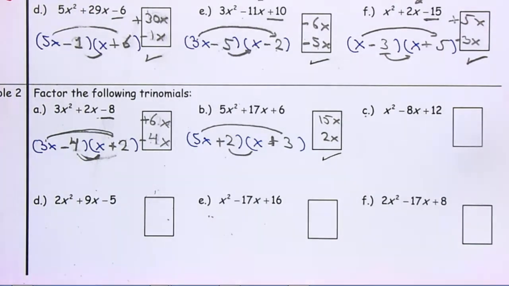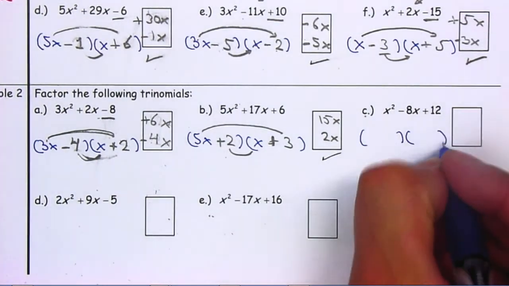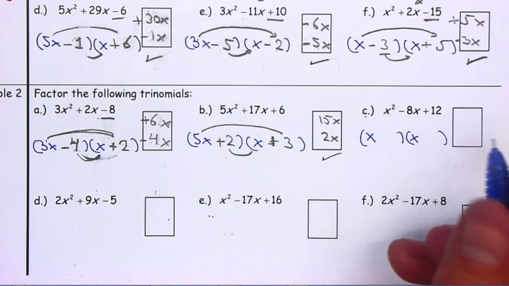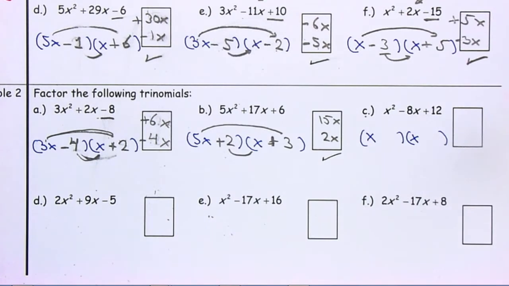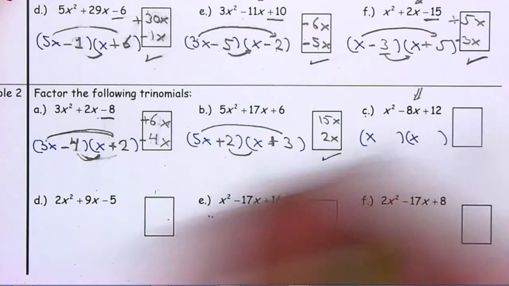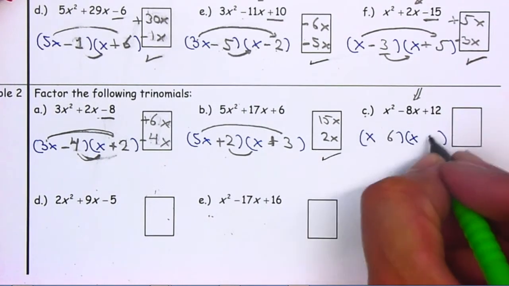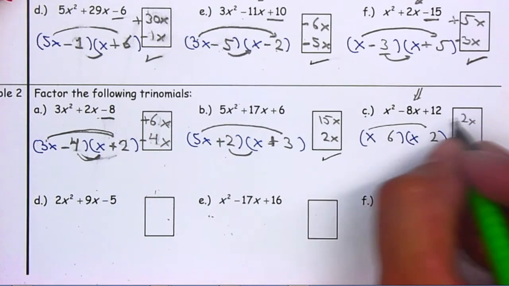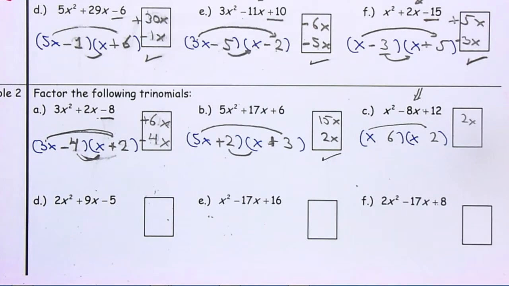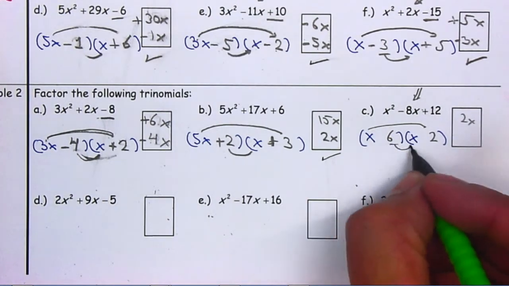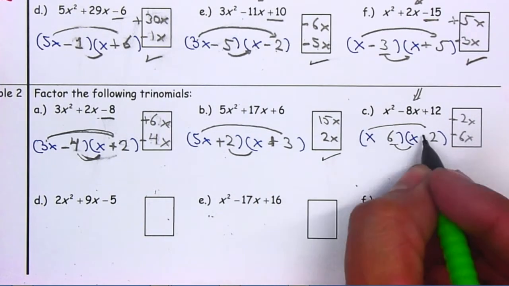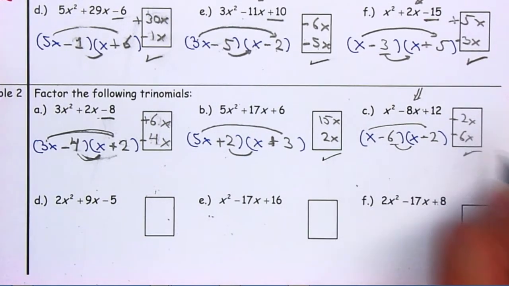Letter C, double parenthesis. Factors of x squared are x and x. Factors of 12, I can use 3 and 4 or 6 and 2. I'm going to use 6 and 2 because whenever I add them, it has to give me a negative 8. 6 times 2, and they both have to be negative. 2x, 6x. When I add them, it has to give me a negative 8, so they both have to be negative. And that works.